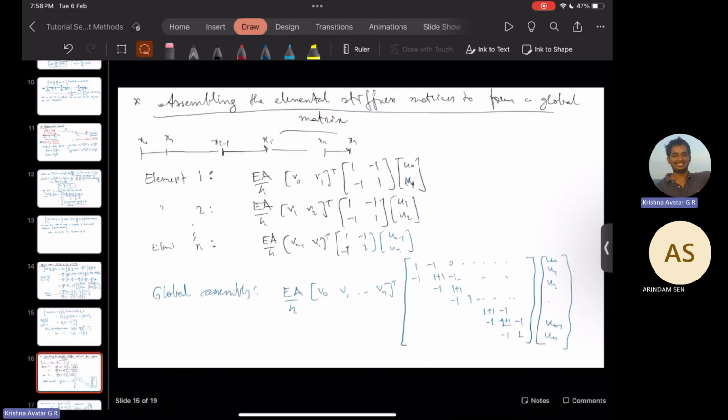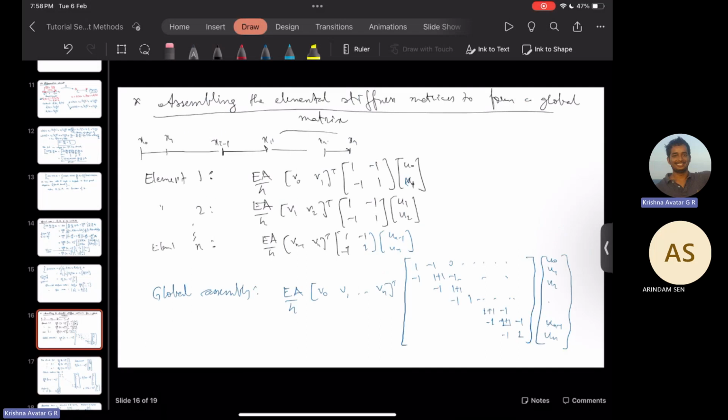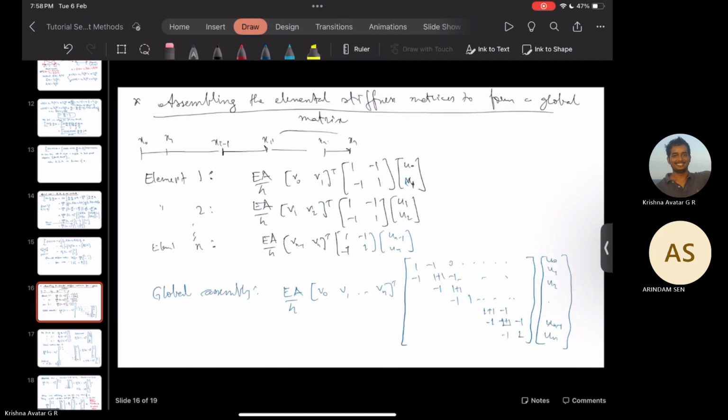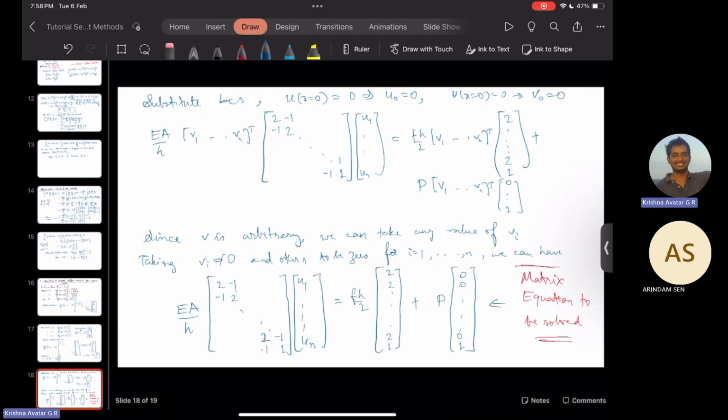And eventually we assembled the different elemental matrices and vectors to form a global matrix. We did it for stiffness, so a global matrix here. Then we did a global vector for the force vector. And then once we have this, we substitute the boundary conditions and determine the problem which can be solved. But before that, we also need to get rid of all these arbitrary vi's. So this we could eliminate by taking one vi to be non-zero at one time and the rest to be zero.